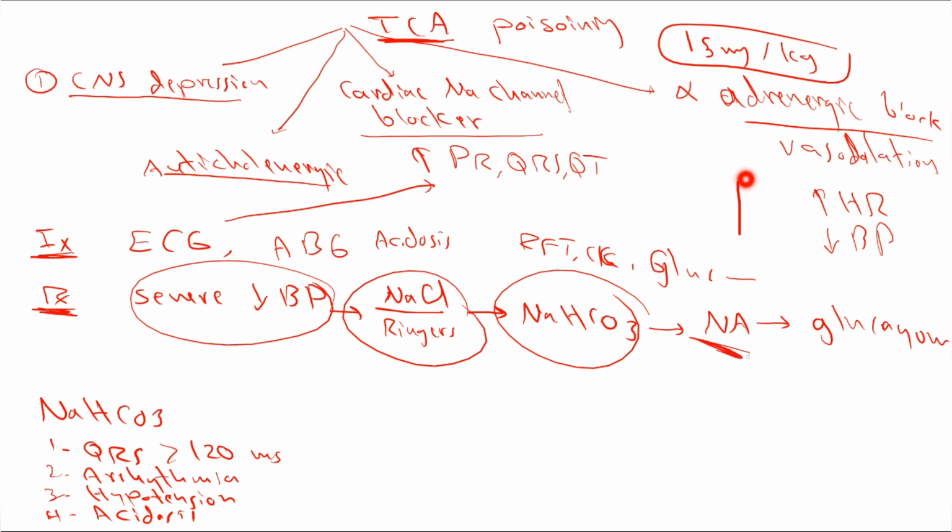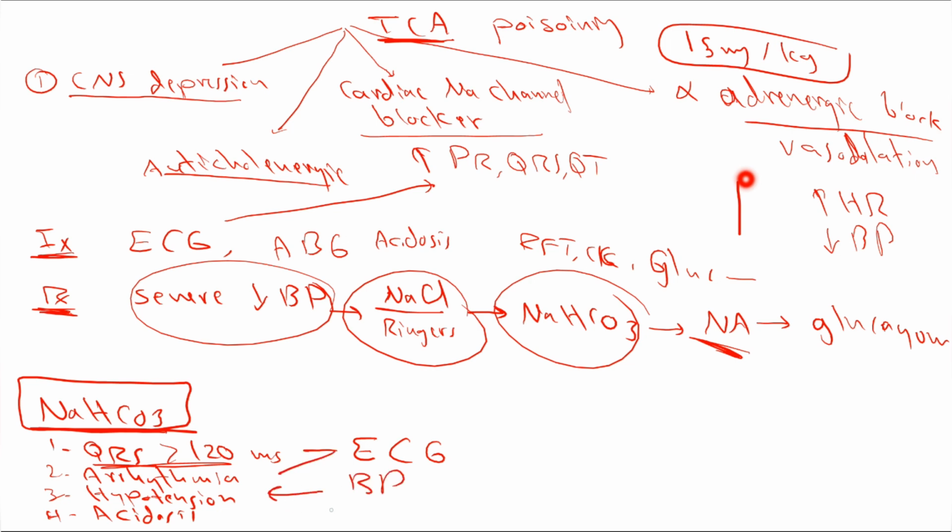If not improved, give inotropic agent. The antidote is indicated if on ECG the patient has QRS more than 120 millisecond, if the patient has arrhythmia, if you take blood pressure and the patient is in shock, or if you do an ABG or VBG and find acidosis. Then you give sodium bicarbonate to the patient.